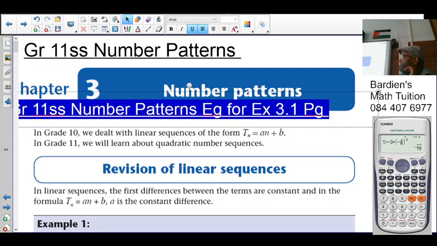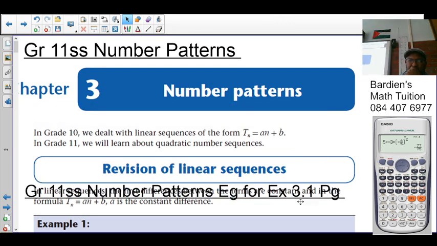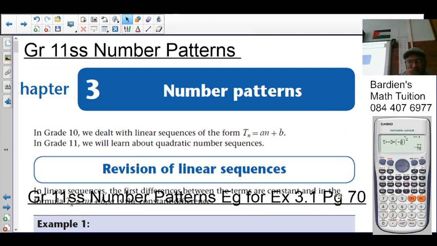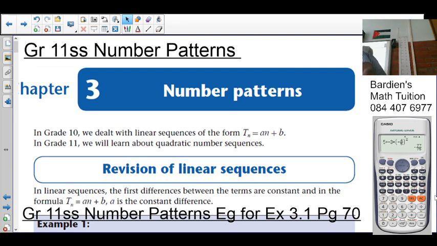Okay, good morning class. So today we're looking at number patterns. We're looking at the examples for exercise 3.1, and this is on page 70. Right. So at this point in grade 10, we have dealt with linear sequences in the form of Tn is equal to An plus B. This is what you call your arithmetic or your linear patterns.